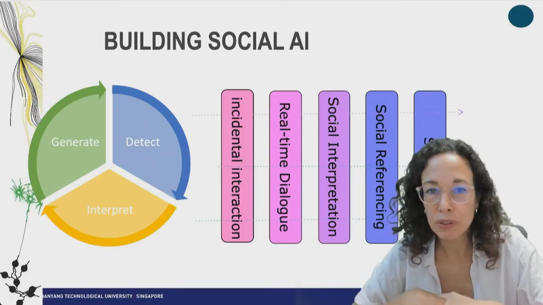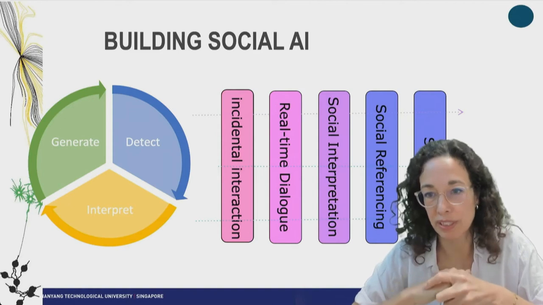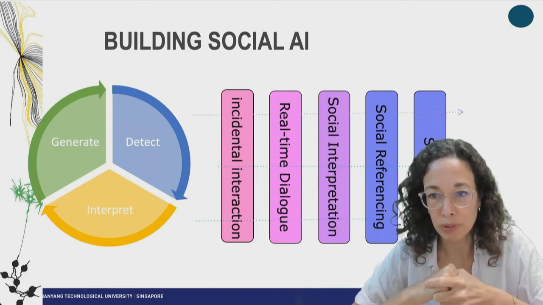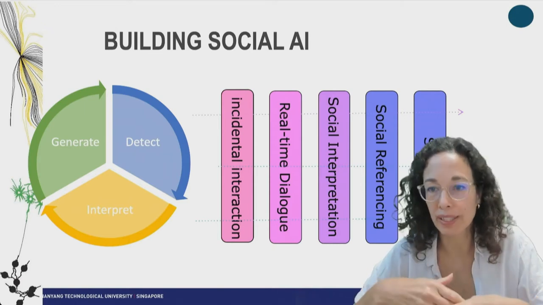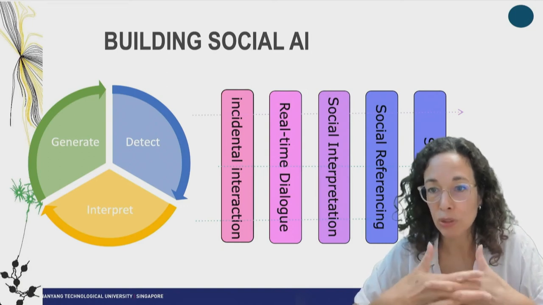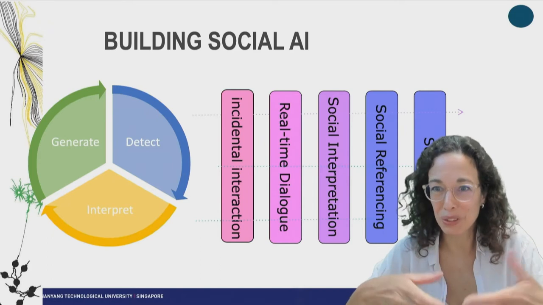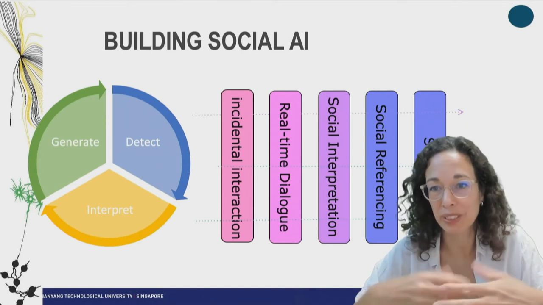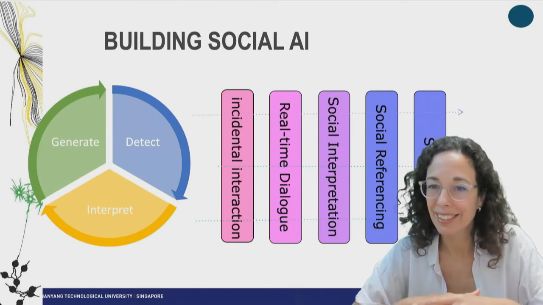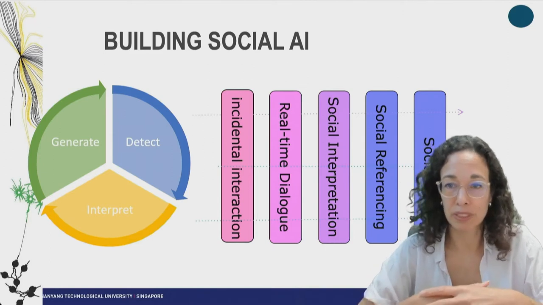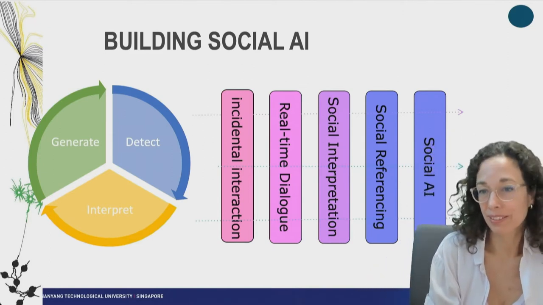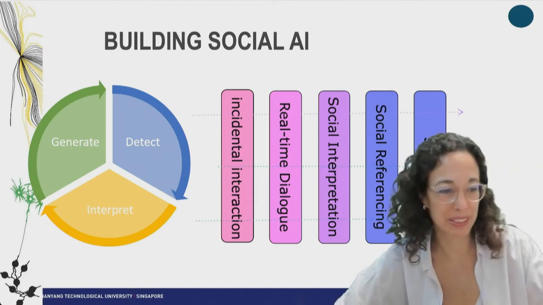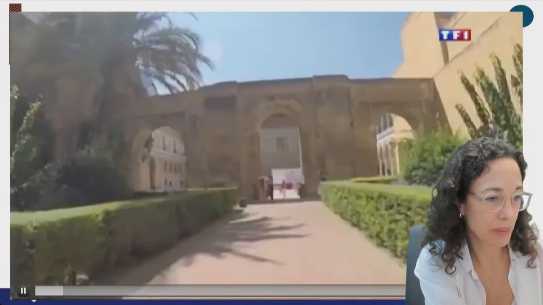So what I've been trying to do is to build social artificial intelligence, computers and robots that are able to deal with incidental social interactions, are able to engage in a real-time, ongoing dialogue in a social setting, towards socially interpreting, so automatically understanding what the social situation is in which the technology has to work, towards social referencing, like we do with each other, that we learn just from a glance that something is right or wrong, or that we should do it differently, towards something that I want to call social artificial intelligence because it's the simplest way to describe it. Here you can see, I'm just going to turn the sound down.